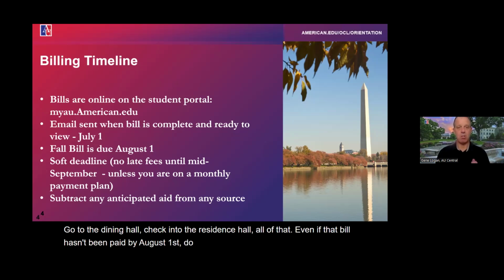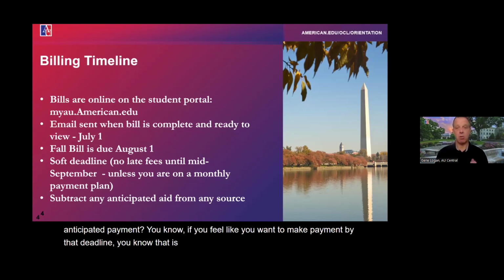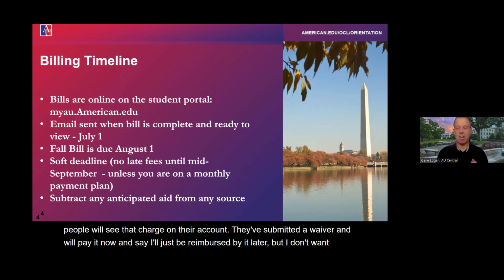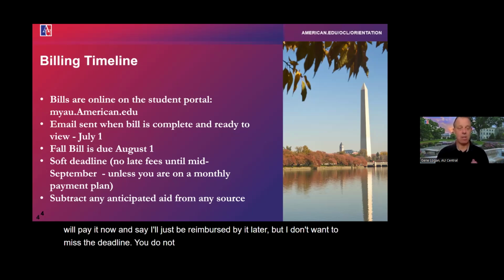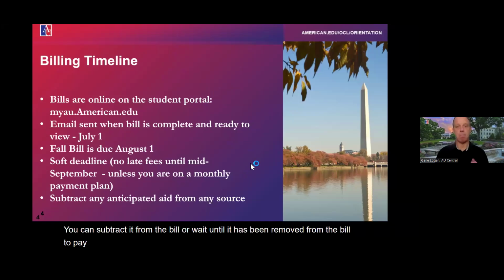You can subtract any anticipated payment, if you feel like you want to make payment by that deadline, that is fine. Same thing goes for the health insurance waiver, which I'll talk about in a moment. Sometimes people will see that charge on their account. They've submitted a waiver and will pay it now and say, I'll just be reimbursed by it later, but I don't want to miss the deadline. You do not need to do that. You can subtract it from the bill or wait until it has been removed from the bill to pay without penalty.